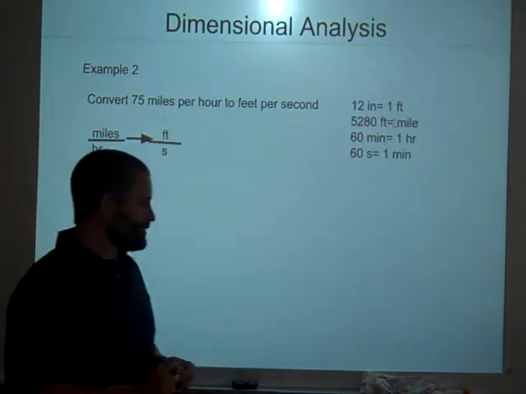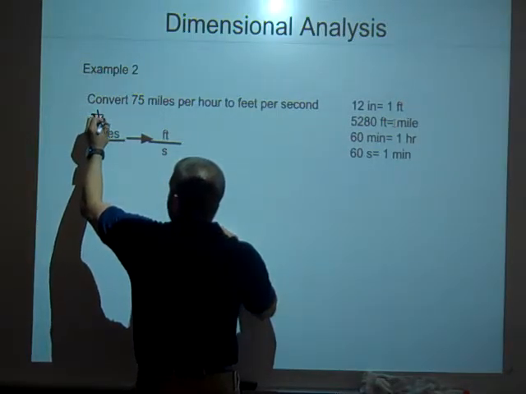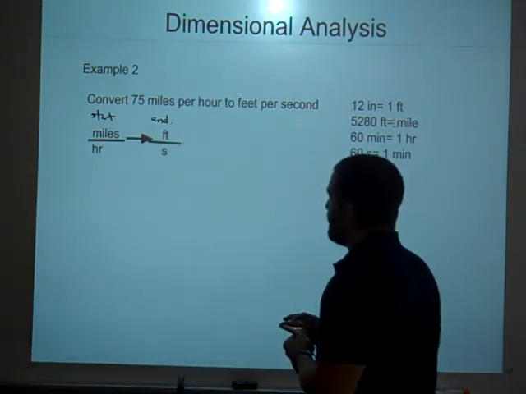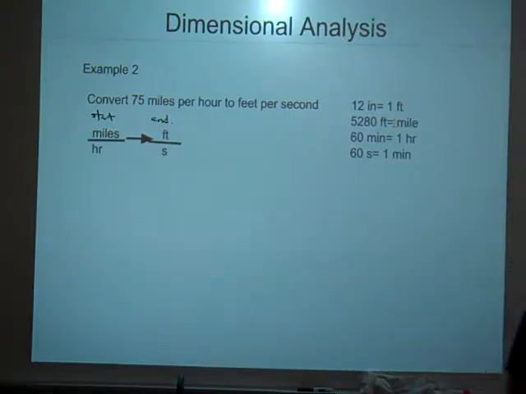All right? So I'm starting here. This is a start, and this is my end. This is where I want to end up. I want to go from miles per hour to feet per second. So the first thing I do is write down my given, 75 miles per hour.